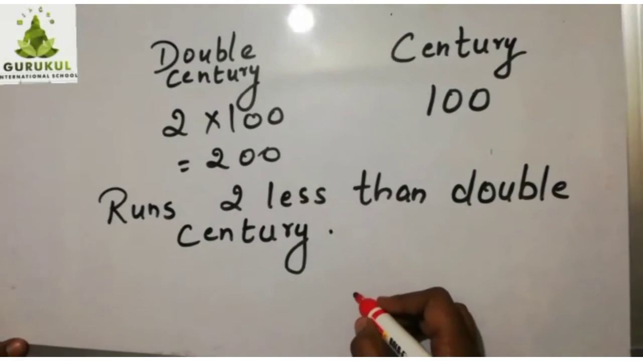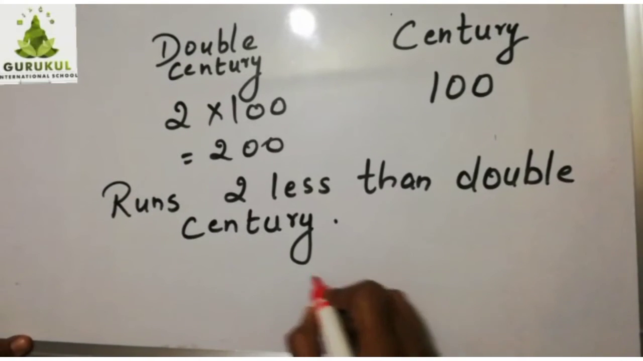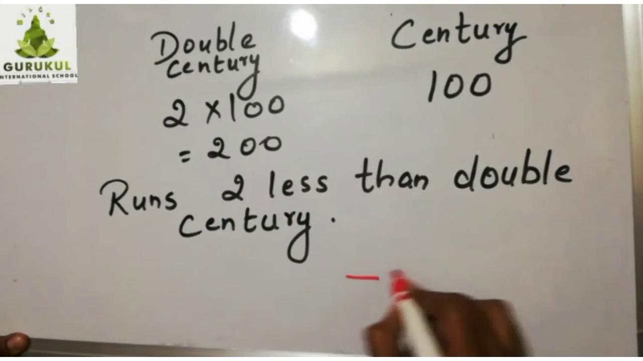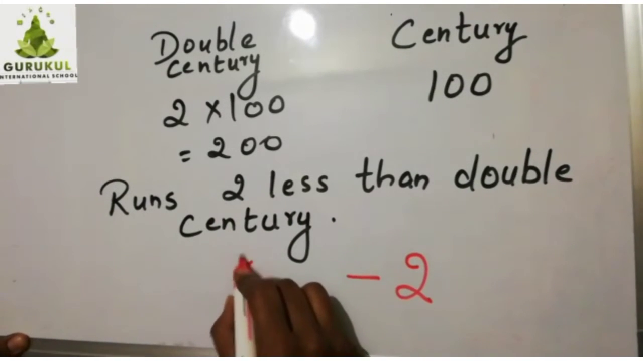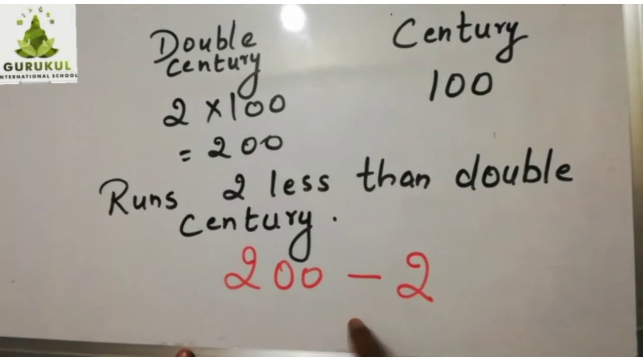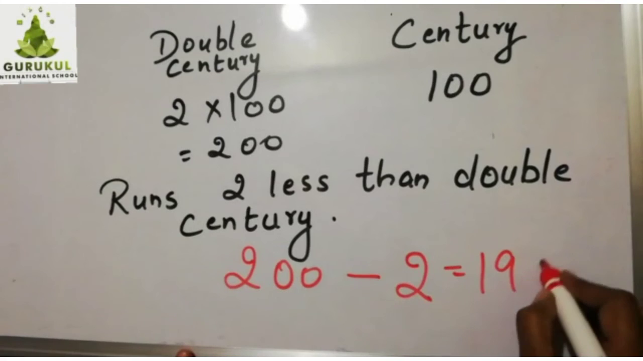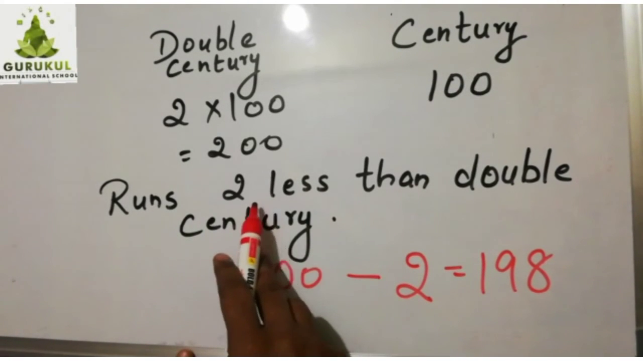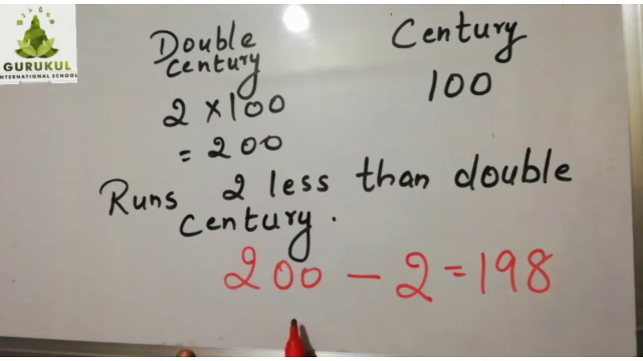2 less than double century means what? Double century means 200. From that, 2 less. Less 2 from double century. Is it clear to you? So 200 minus 2 is how much? 198 runs. Is it clear to you? Runs 2 less. Remove 2 from double century. So 200 minus 2, that is 198. So all the conditions are there with you. Now you know how to solve.